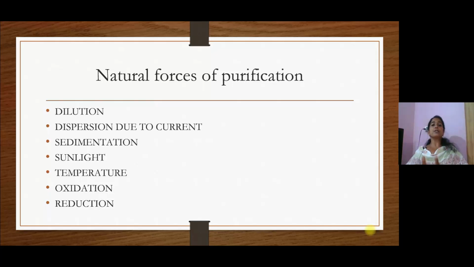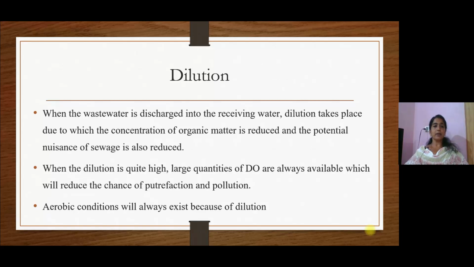Then natural forces of purification. First is dilution, then the second one is dispersion due to current, then sedimentation, then sunlight, then temperature, oxidation and reduction. Let us discuss one by one. First one is dilution. When the wastewater is discharged into the receiving water, dilution takes place, due to which the concentration of organic matter is reduced and the potential nuisance of sewage will also get reduced.